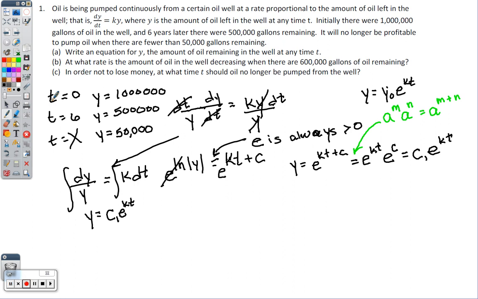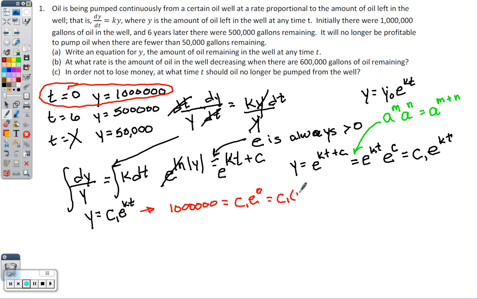So I know that at time t equals 0, y equals 1 million. So I'm going to take that and plug that in right here. So I'm going to say that 1 million, make sure I have enough zeros there, equals c1 e to the, and k times 0 would be 0. And e to the 0 is 1, right? So I'm going to have c1 times 1, which is c1. So c1 equals 1 million, right?